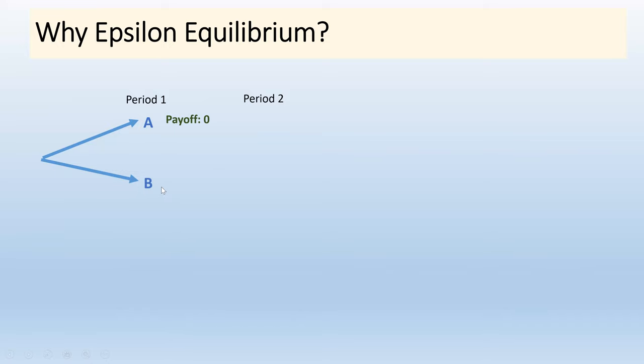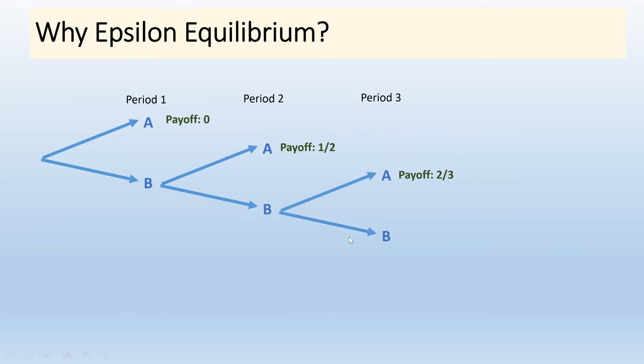And if he chooses B, then we move forward to period two. In period two, again, he gets to choose between action A and action B. If he chooses A in period two, he gets a payoff of half. And if he chooses B, then the game goes on. Period three is again between A and B. If he chooses A, then he gets a payoff of 2/3. And if he chooses B, then the game goes on. And I think by now you understand it. The payoff depends on the first time that you choose action A after some finite stream of Bs.